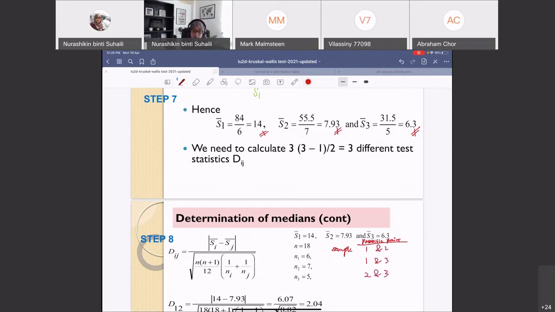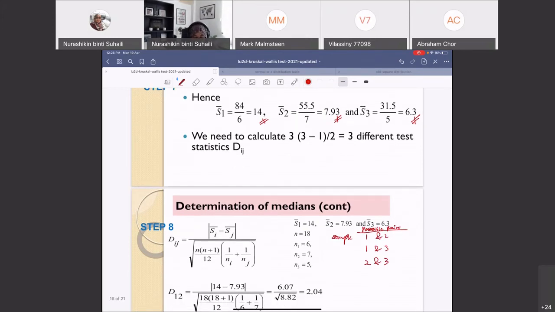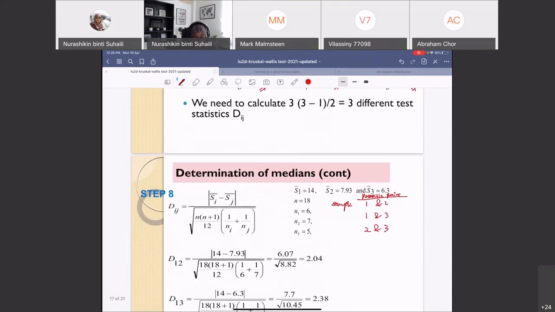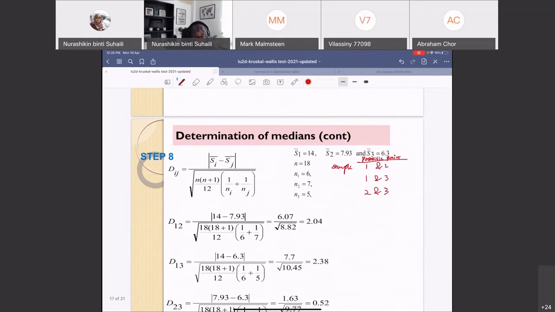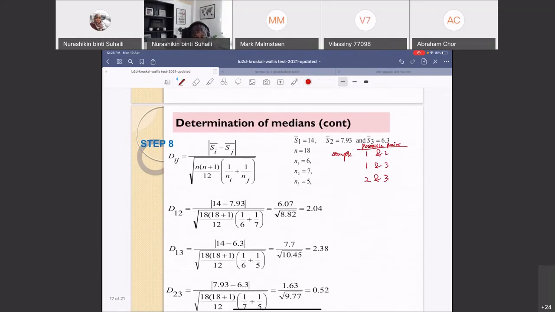So when you want to look for DIJ, DIJ is referring to every pair. You have to calculate what is D12, what is D13, and what is D23. You just plug in the values, the S1, S2 bar, into each of these formulas, and also the NI and NJ, referring to which pair or which samples you are comparing.